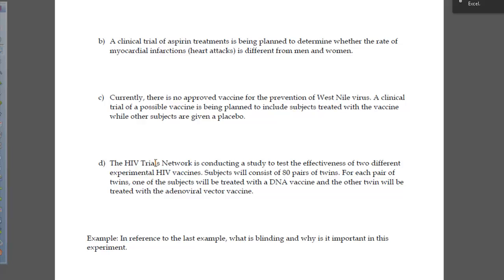All right, the HIV Trials Network is conducting a study to test the effectiveness of 2 different experimental HIV vaccines. Subjects will consist of 80 pairs of twins. For each pair of twins, one of the subjects will be treated with a DNA vaccine, and the other twin will be treated with the adenoviral vector vaccine. Matched pairs. Okay, excellent.